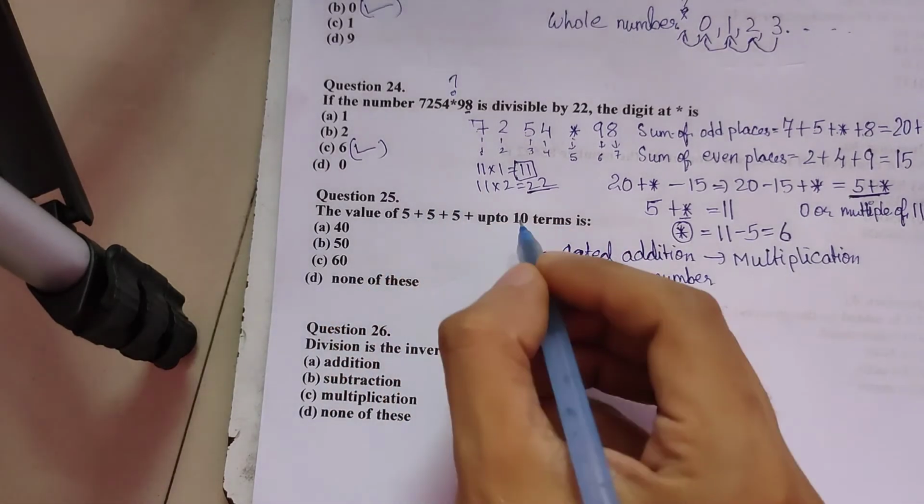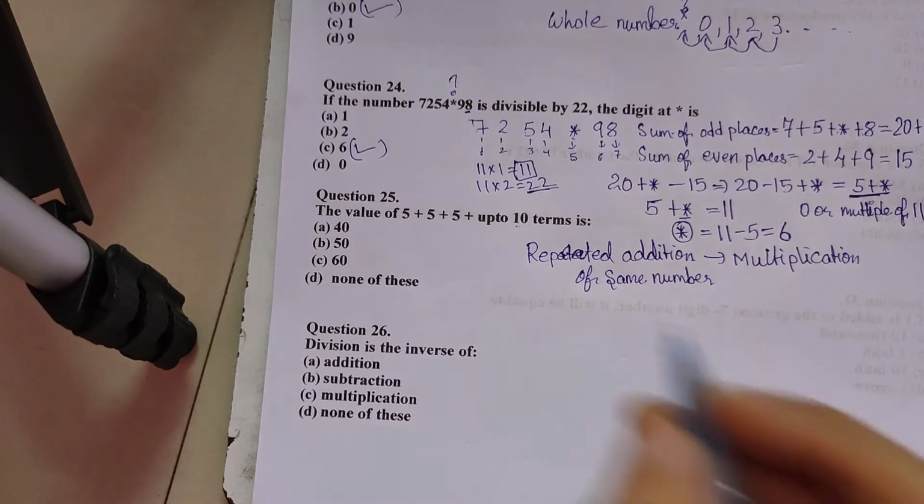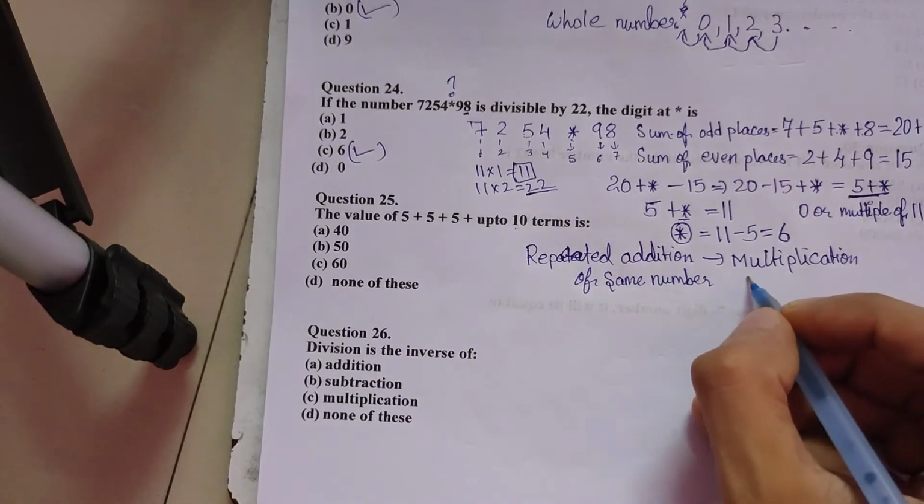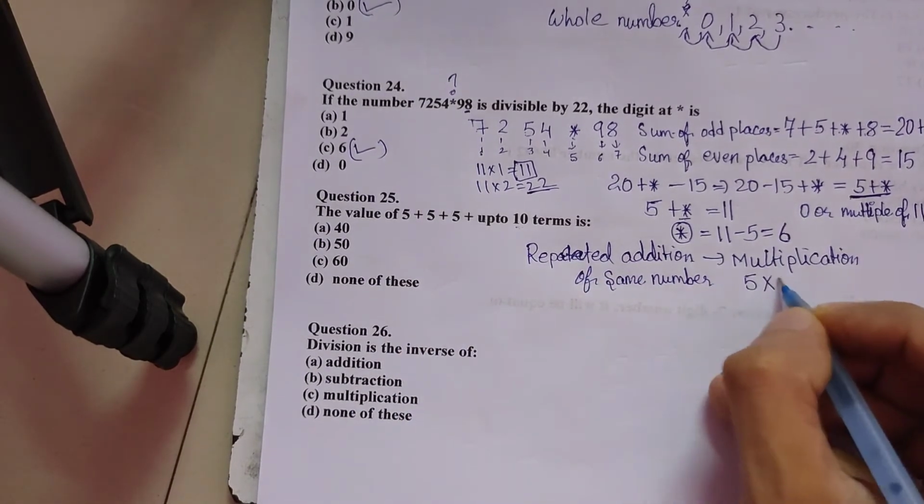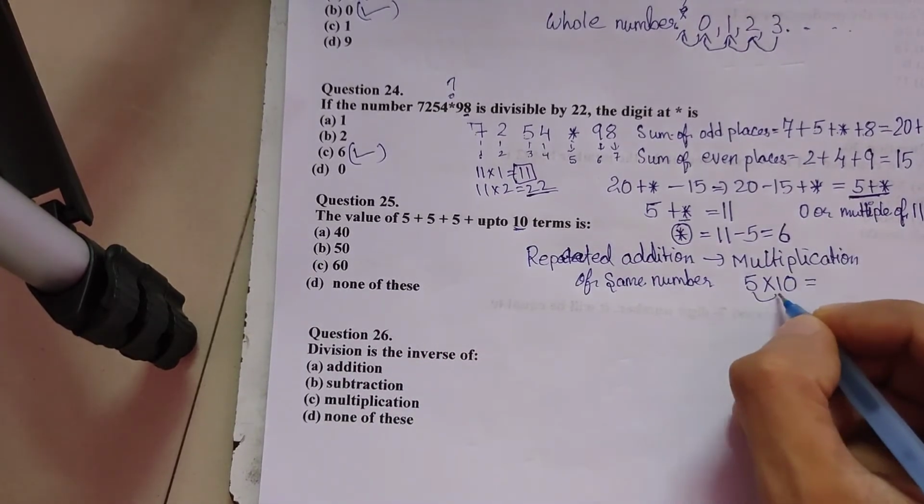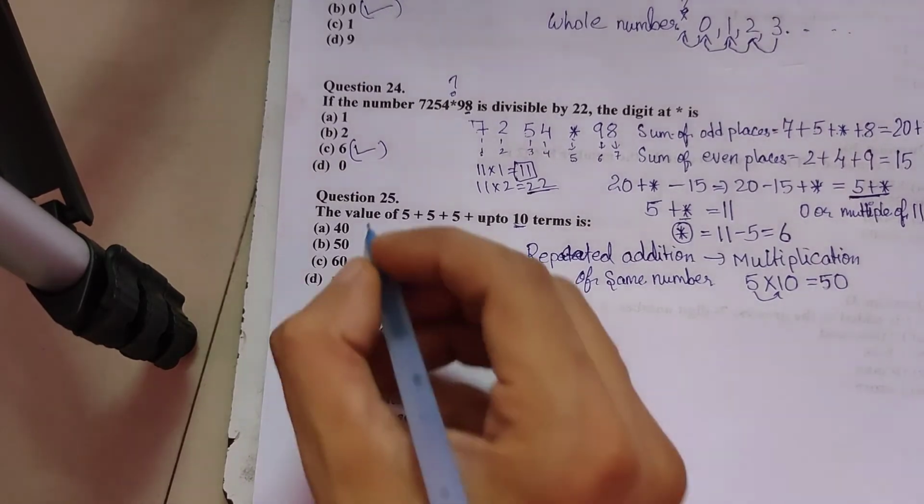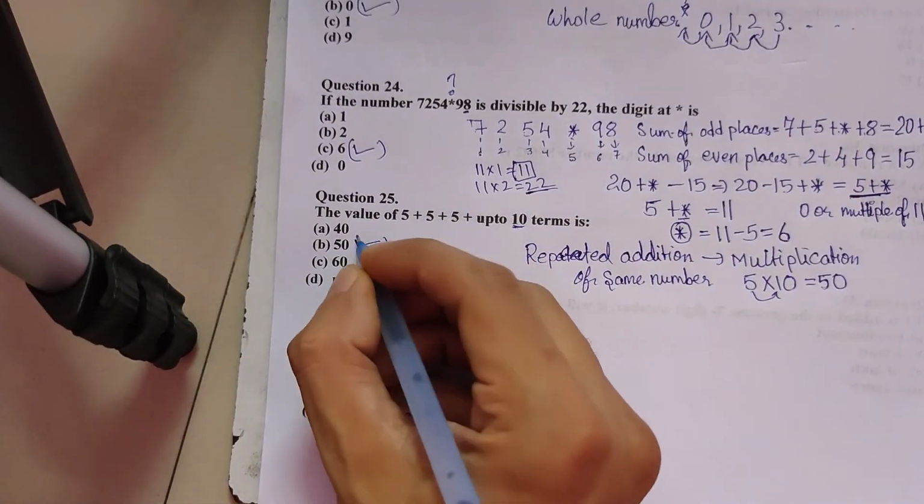So 5 is added how many times? Up to 10 terms means 10 times. So we can directly do this as 5 multiplied by 10, as it is repeating 10 times. So that is equal to 5 ones are 5 and 0, so it's 50. So 5 tens are 50. So we will be going with option B, 50.